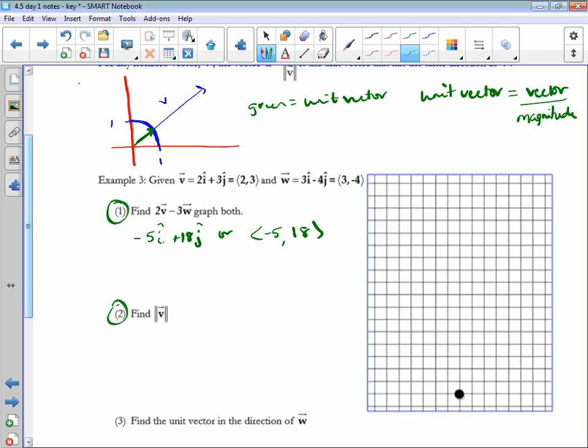All right, and then the magnitude of this. Did you guys do the nice, easy shortcut? Magnitude of v, so just the square root of 2 squared plus 3 squared. So 4 plus 9, where we get the square root of 13. Yes? Okay, that's just using that magnitude formula. It's really the Pythagorean theorem, just shortened, because you're starting from the origin. Questions on 1 or 2?